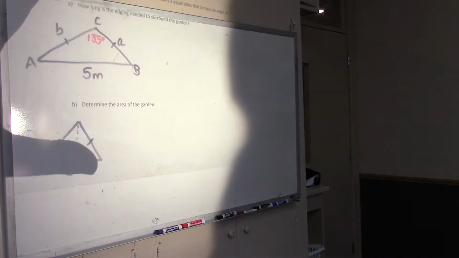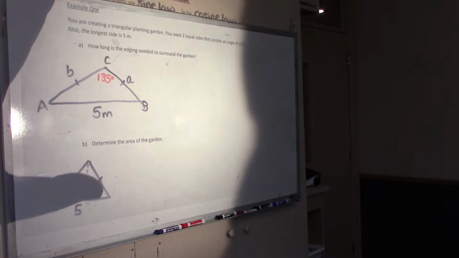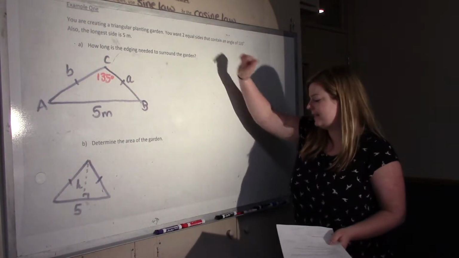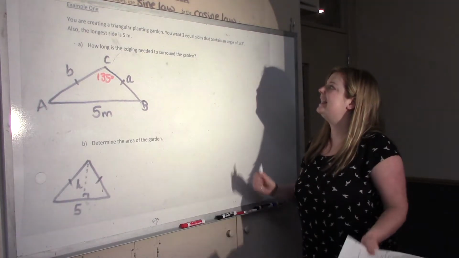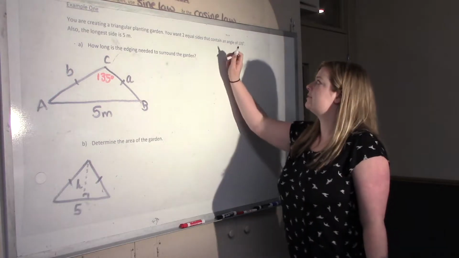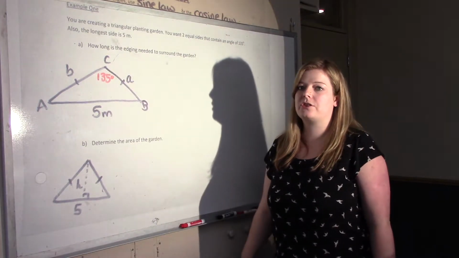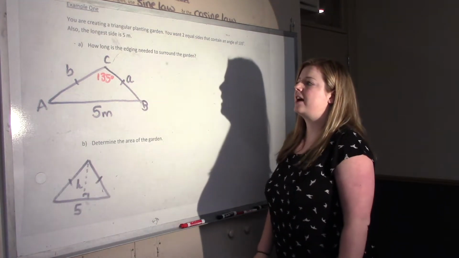So we'll start with a two-dimensional question. Creating a triangular planting garden. So you want 2 equal sides. This is key because it tells you it's an isosceles triangle. They contain an angle of 135. So that means that the 2 equal sides, the angle between them is 135 degrees. That's what contain means. And the longest side is 5 meters.